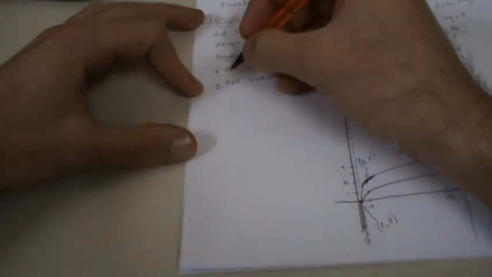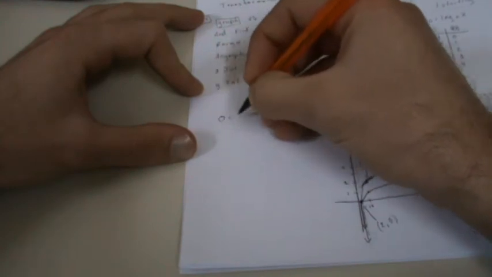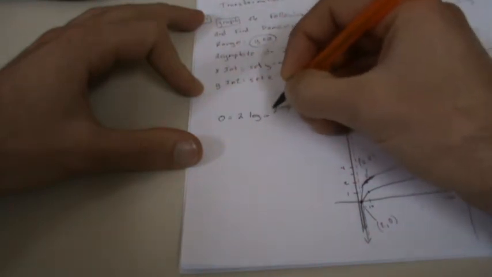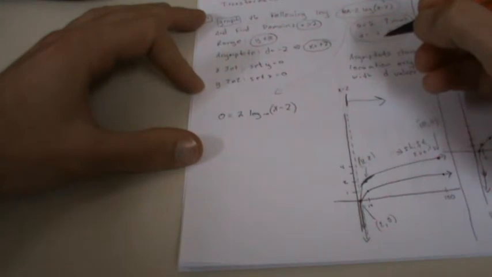And that is, for all functions, the easiest way to find x and y intercepts. So what I'm going to do is take my function here, and set y equal to 0 and x equal to 0. So when y equals 0, I would say 0 is equal to 2 log base 10 of x minus 2. And now I must solve for this function here.